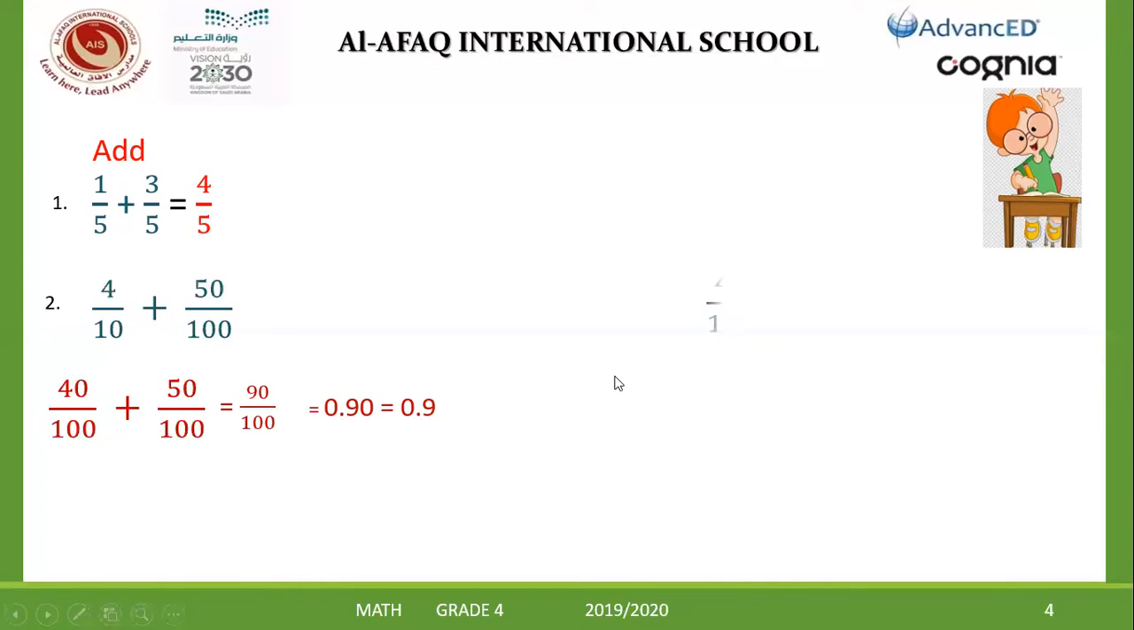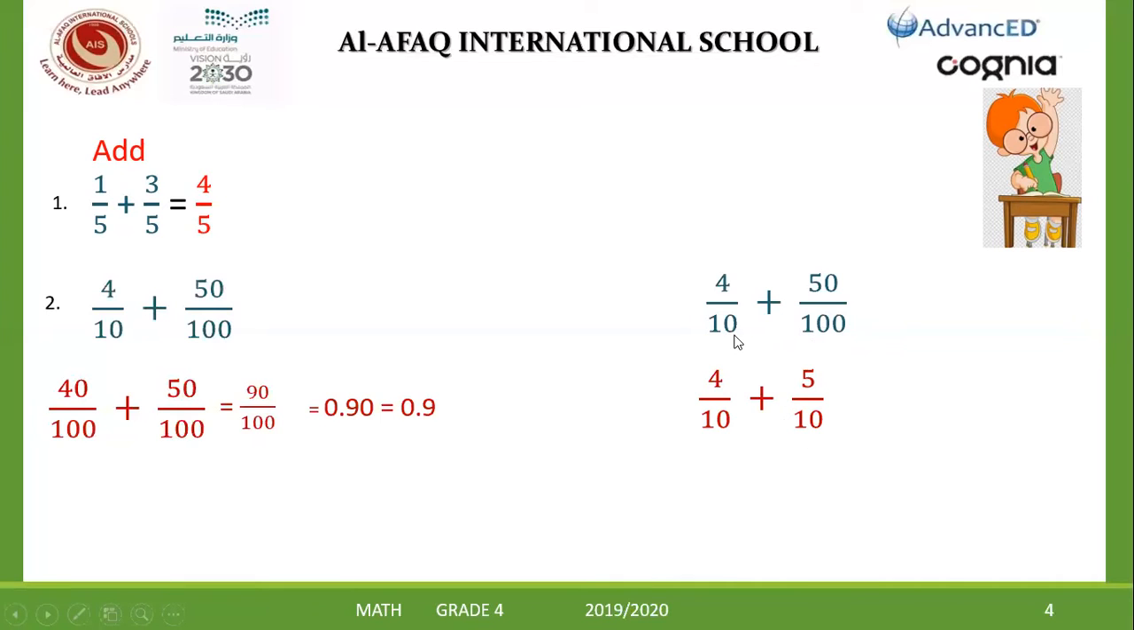What about if we take the second fraction with denominator 100 and convert it to a fraction with denominator 10? I can get 10 from 100 if I divide by 10. If I divide the denominator by 10, I must also divide its numerator by 10. So 50 divided by 10 will be 5, and 100 divided by 10 will be 10. Rewrite the two fractions again: 4 over 10 plus 5 over 10.